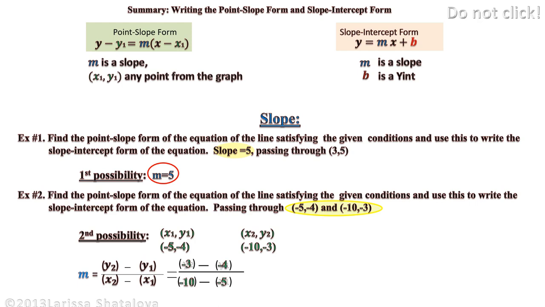And then we will have numerator -3 and +4, which is just 1. -10 and +5 would be just -5. So 1 over -5, and the result would be -1 over 5. So slope is -1 over 5. This is the second possibility. If you have 2 points, you can always calculate slope.